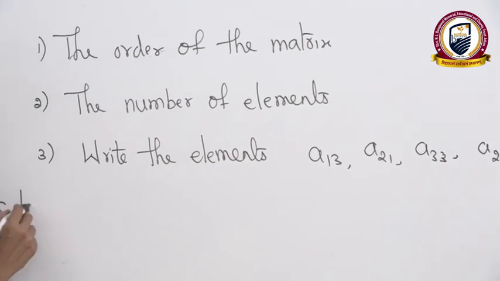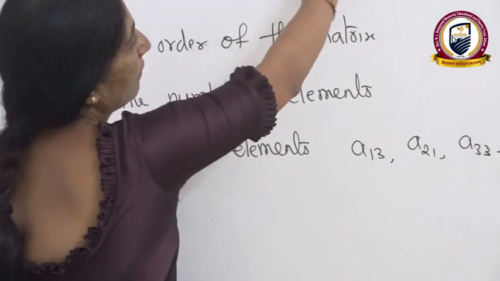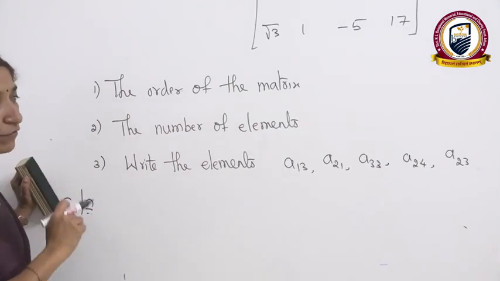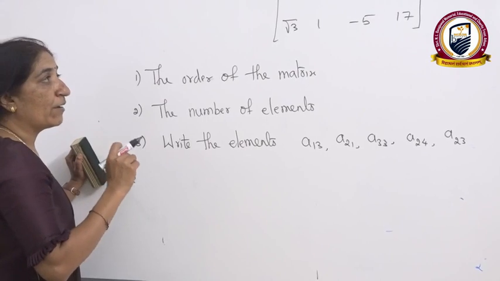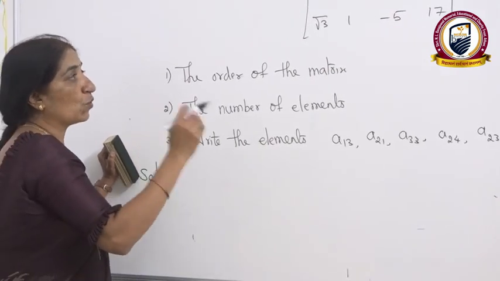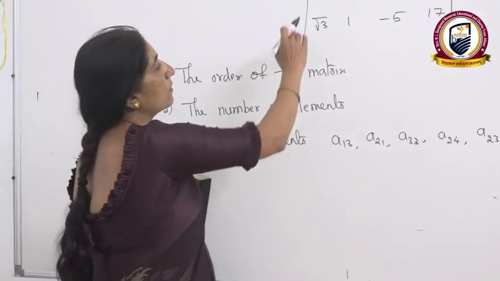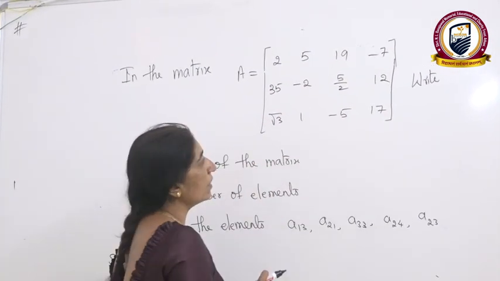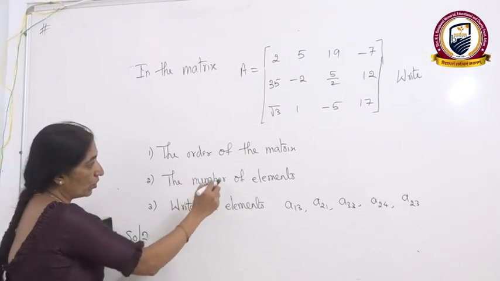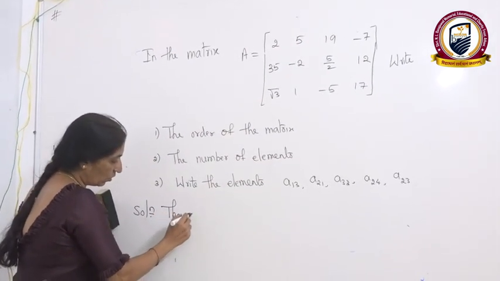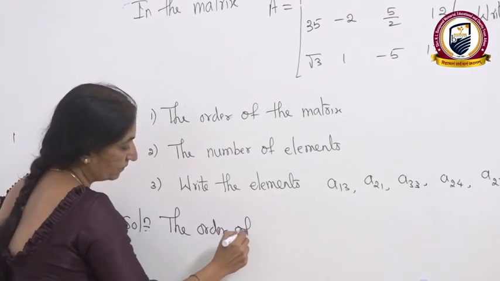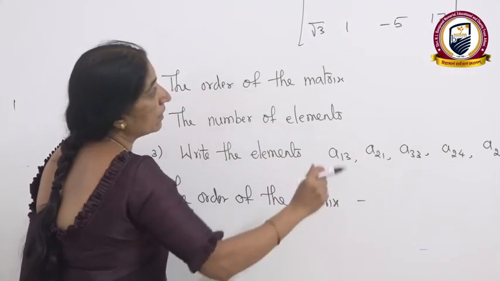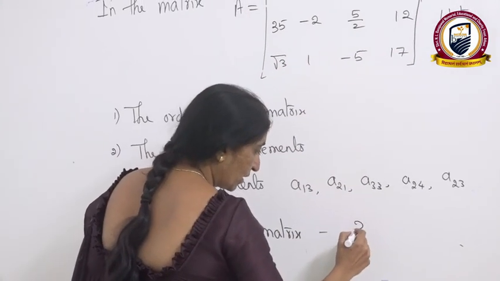So the matrix is given for you. See here, this is a matrix. What is the first question? The order of the matrix. See, already you are familiar. What is the order? You have to write first the number of rows, then the number of columns. See how many horizontal lines are there? There are 3 horizontal lines. So first we have to write the number of rows. The number of rows is 3.